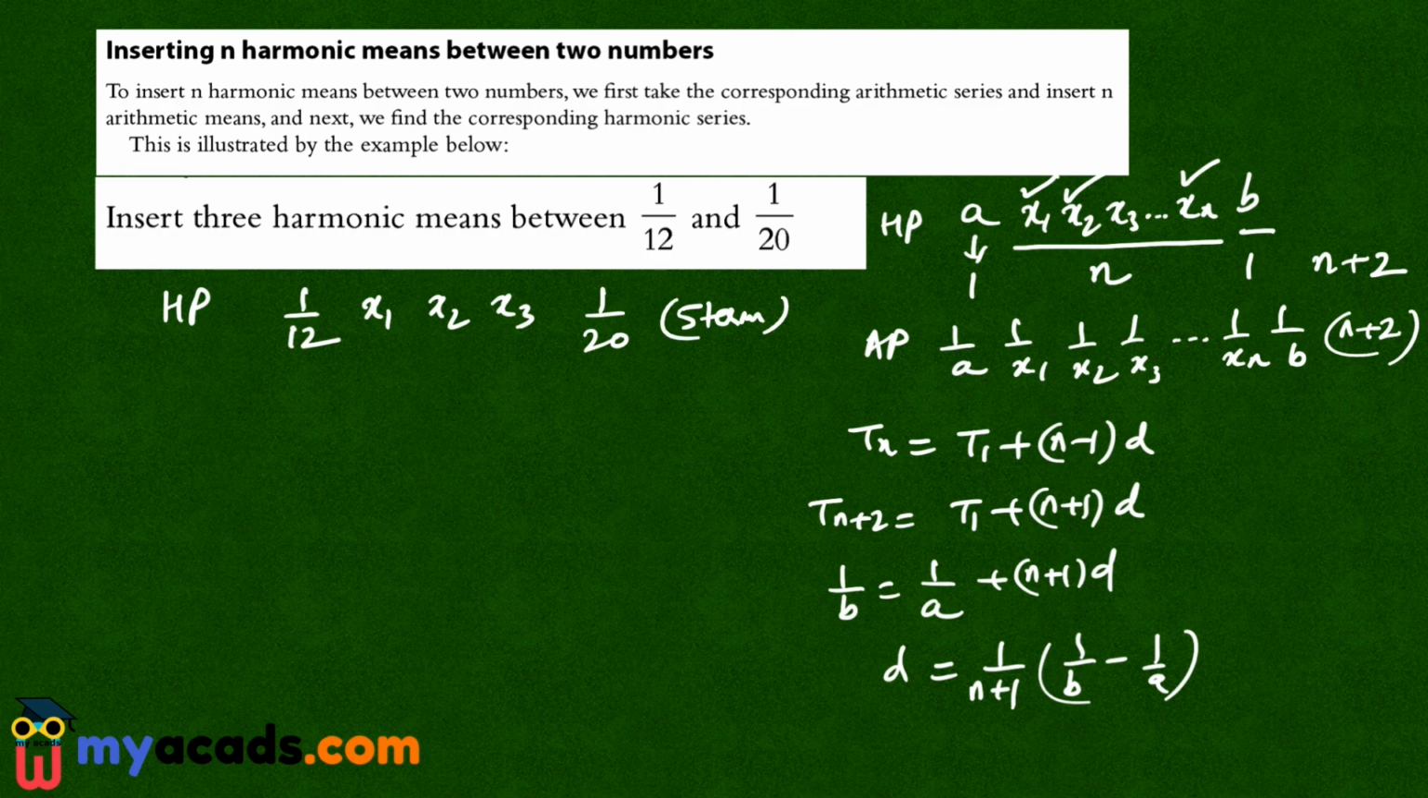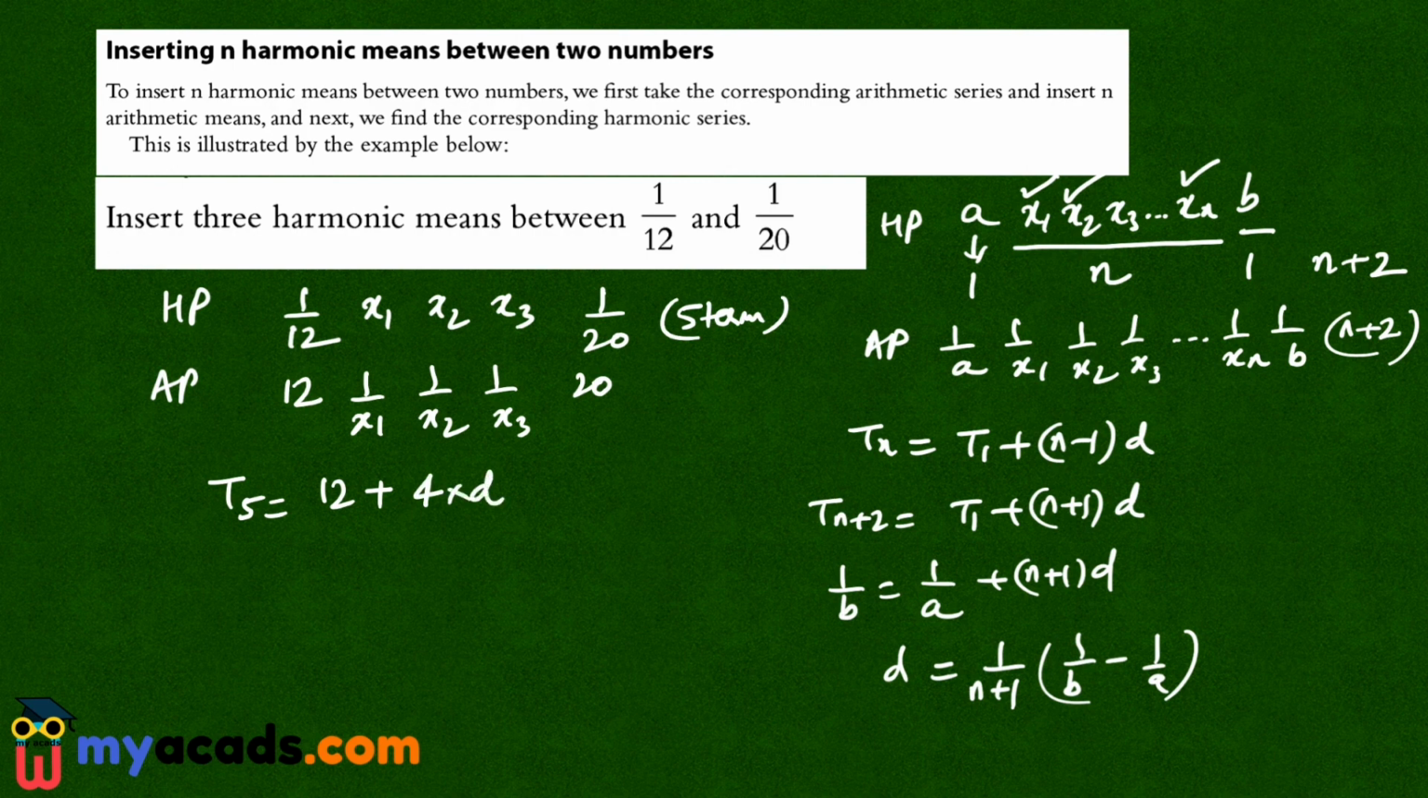in this harmonic progression. Now the reciprocals of these terms form an AP. So my AP is 12, 1 upon x1, 1 upon x2, 1 upon x3, 20. This is an AP. Now my fifth term T5 is the first term, that is 12, plus 5 minus 1, that is 4 into D. Now T5 is 20. This is 12. This is 4 into D. Now my D is 20 minus 12 divided by 4, that is equal to 2.